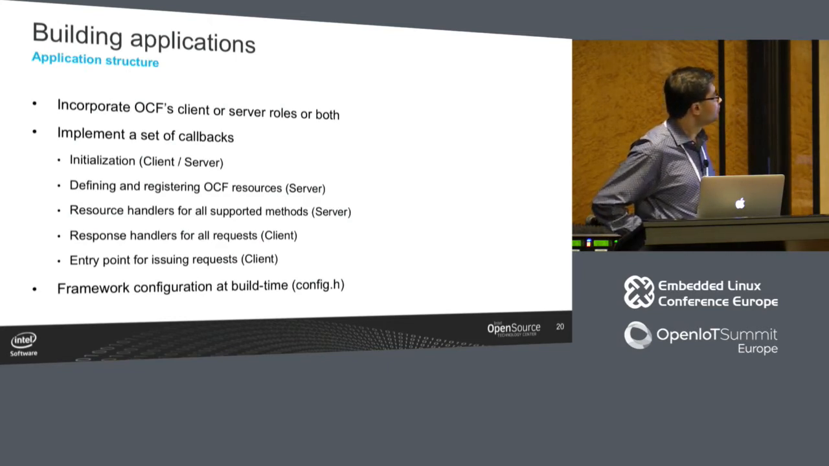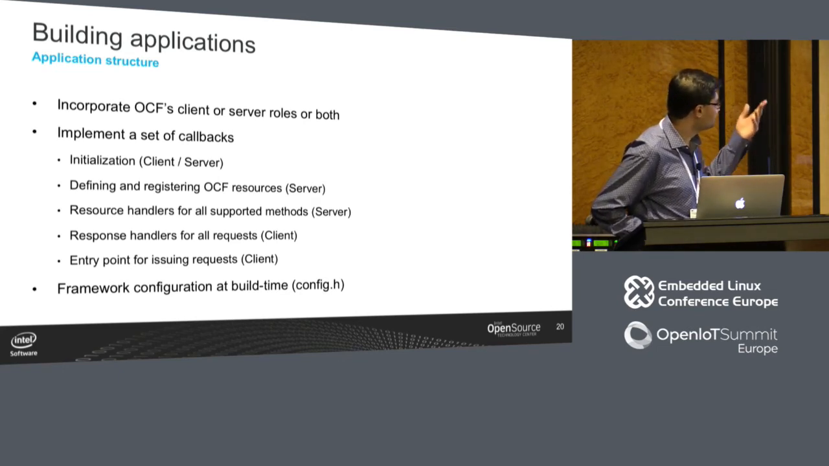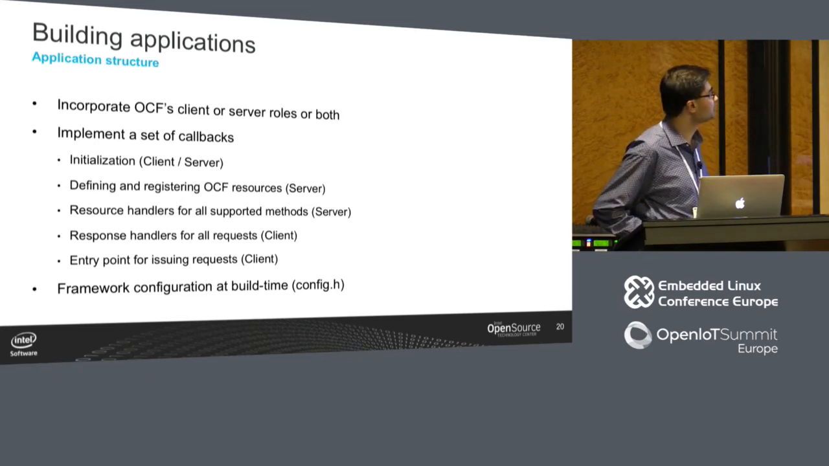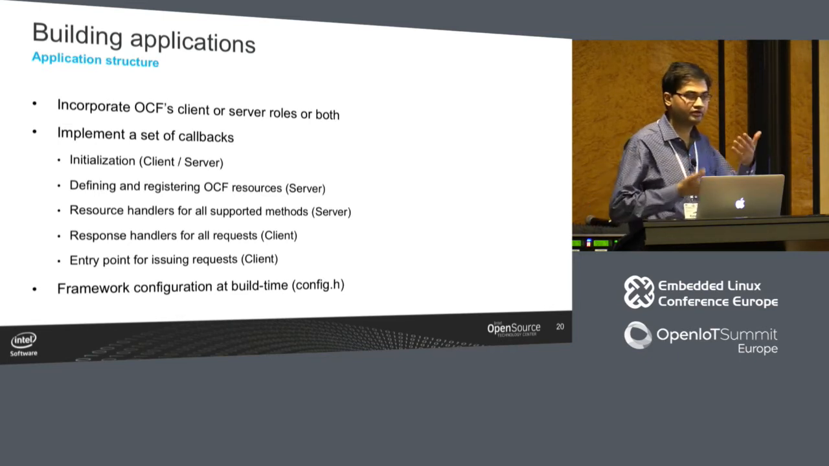So I will now go over a few application code samples. The examples illustrate the APIs as they currently stand. As I mentioned earlier, applications may incorporate OCF's client or server roles or both. An application is basically implemented over a set of callbacks. These are required by the framework, and they dictate the structure of the application.